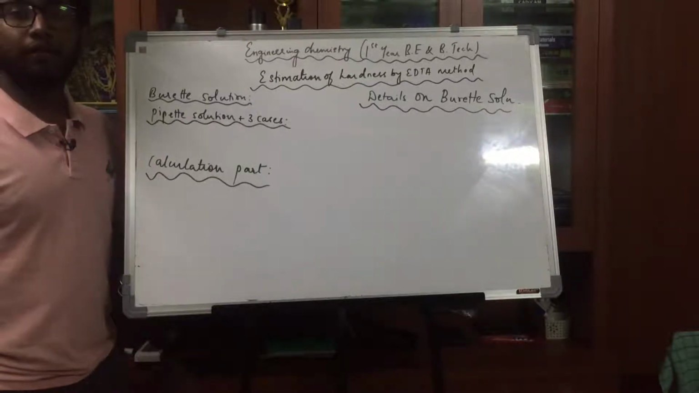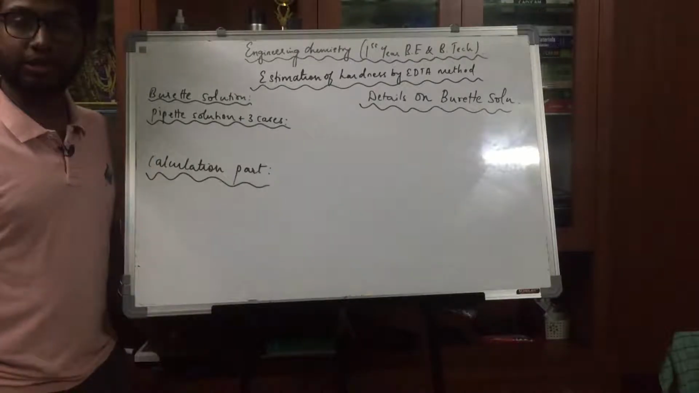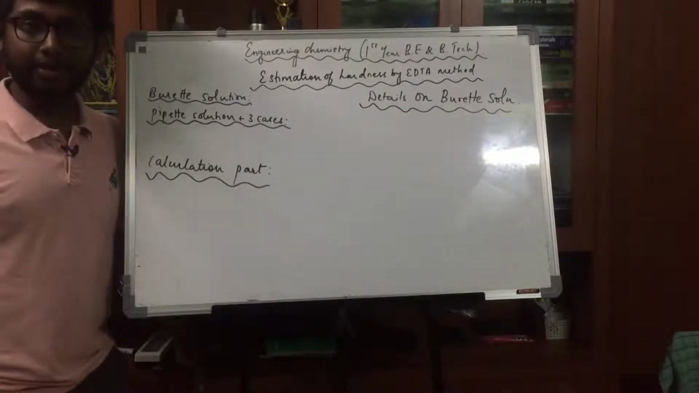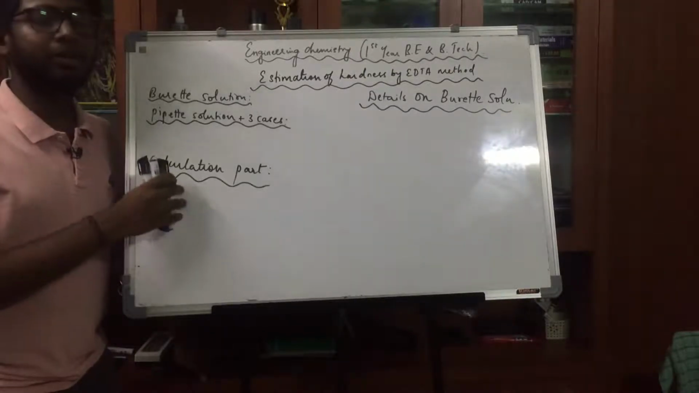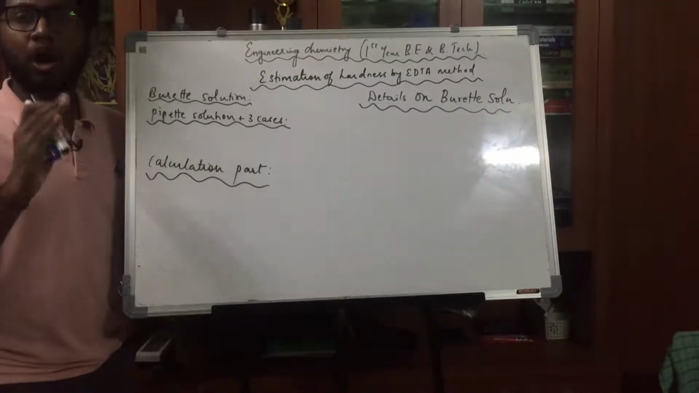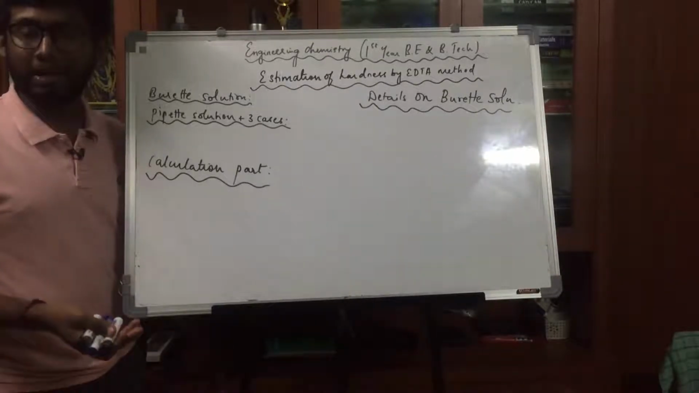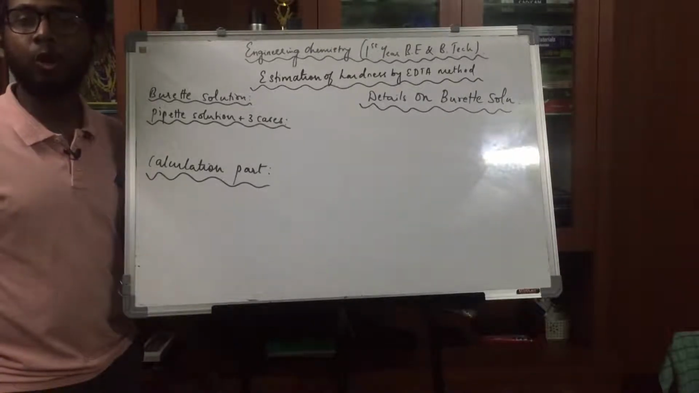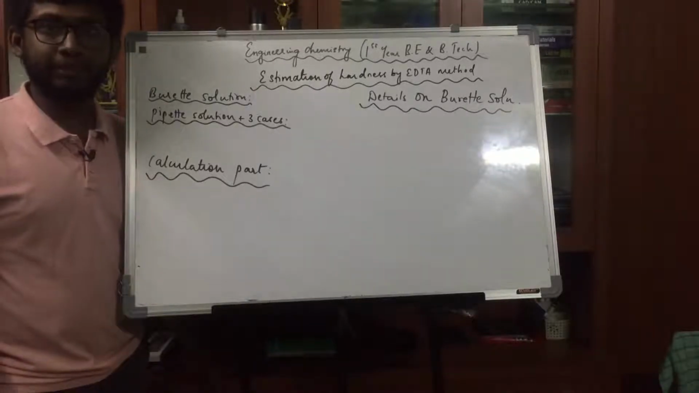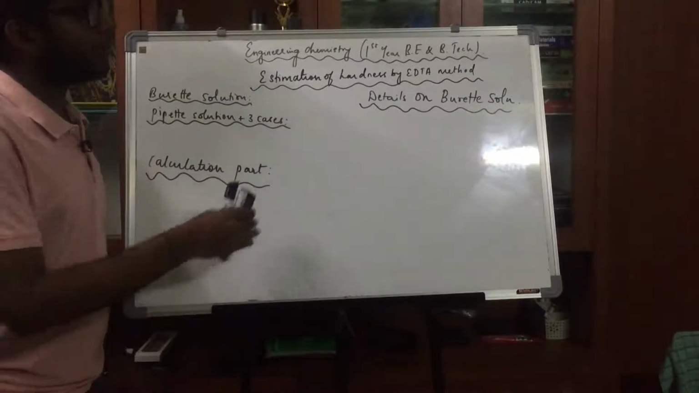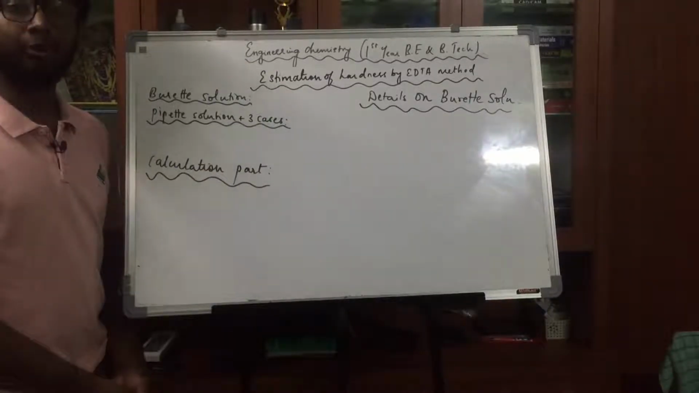Now we'll discuss the basic procedure involved in the titration. You carry out a titration to determine the hardness. In the calculations part, it will be clearer how this method helps in determining the hardness, and the units you make use of are either ppm or milligram per liter. These two are the basic units. Before that, you will go through certain details on the burette solution.